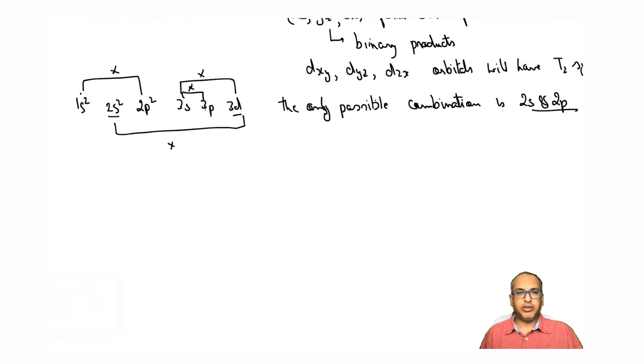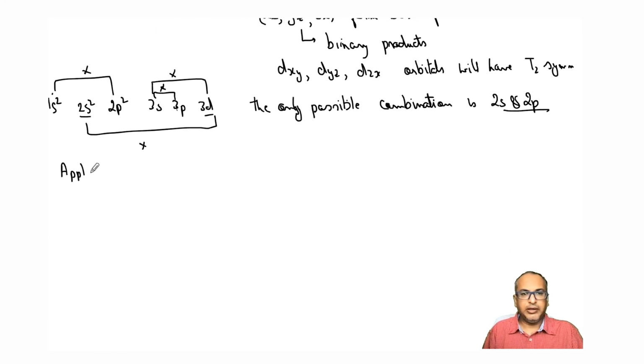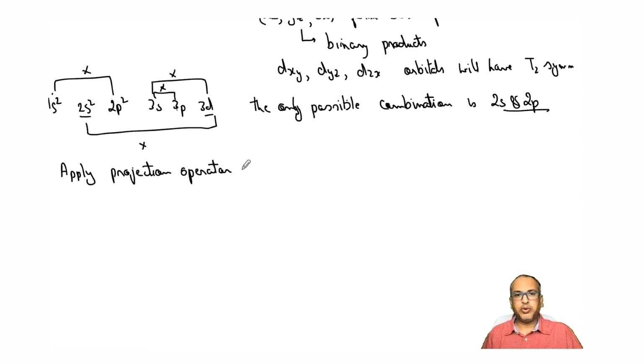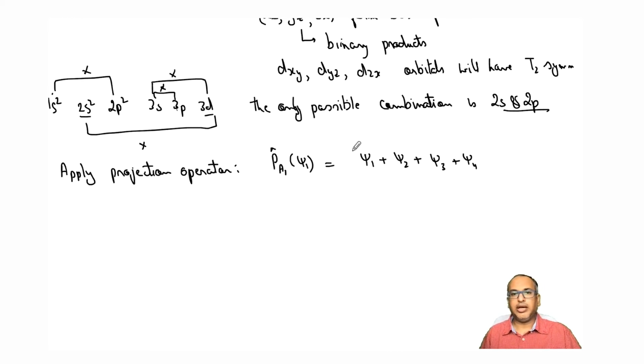So now if we apply projection operator, I'm not going to go into the complete calculation. You should be well versed with this now. So if we apply projection operator, I'll have to do P A1 onto psi1, right? This will give me psi1 plus psi2 plus psi3 plus psi4, right? And then upon normalization, you can say that this will be half.